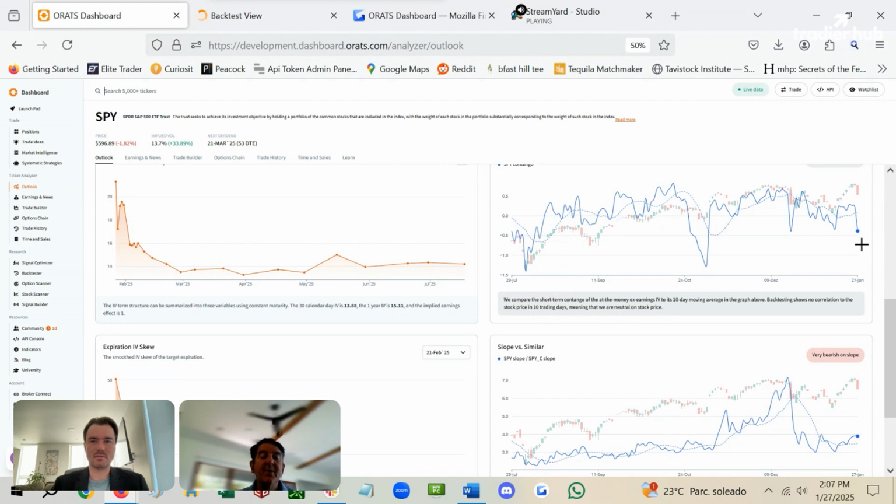Yeah. So, Contango is a state when the front months are below the back months in implied volatility.